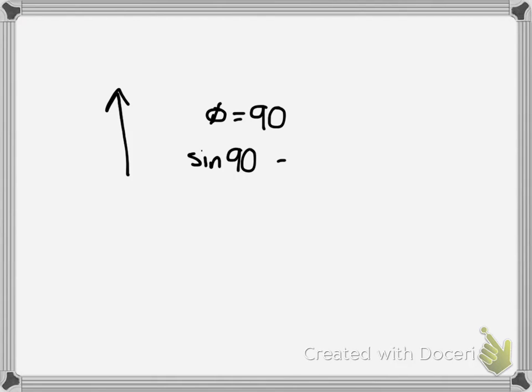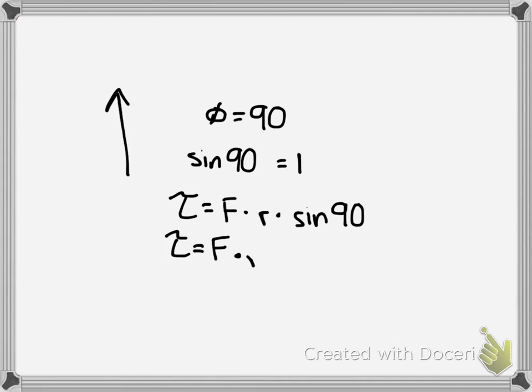Now, if you were to grab your calculator and plug in sine 90, you will get the answer is 1. But make sure that your calculator is in degree mode, and you will get that your answer is 1. This means that F times R times sine 90 is the same thing as F times R times 1.